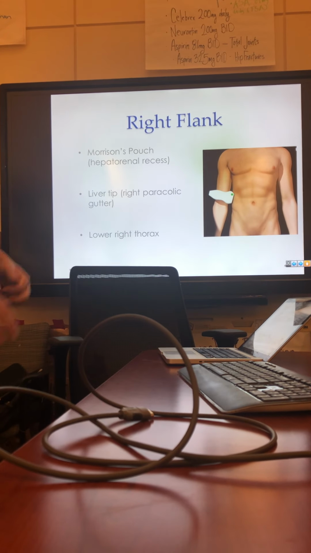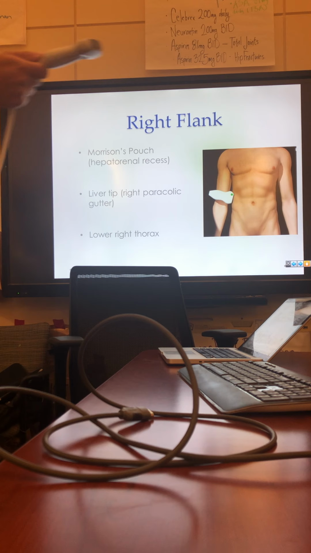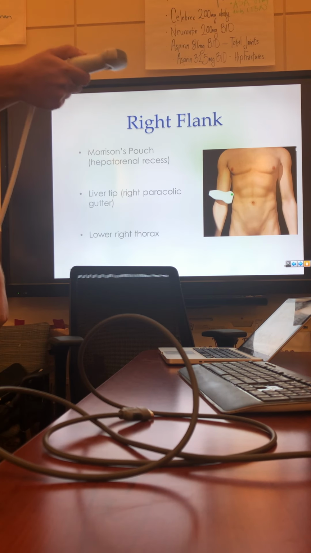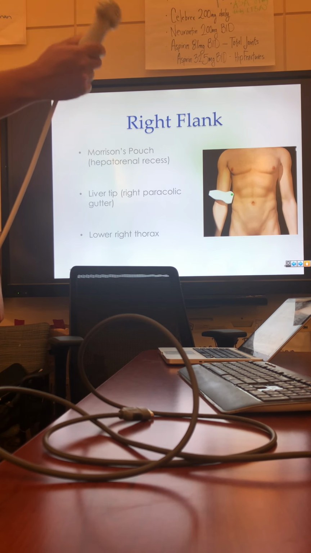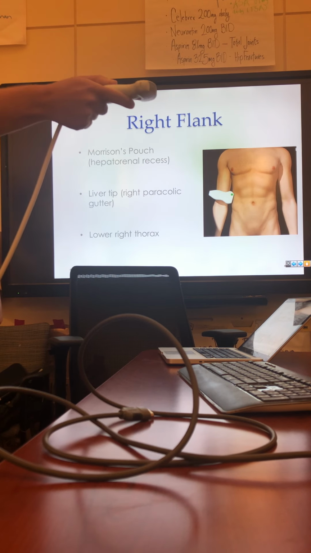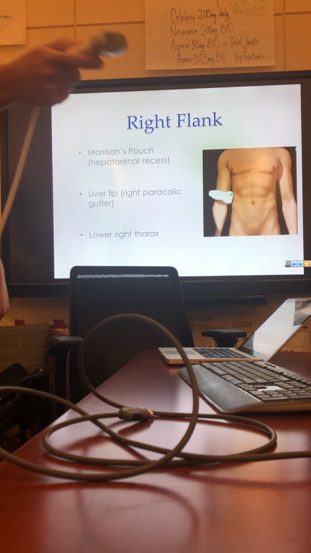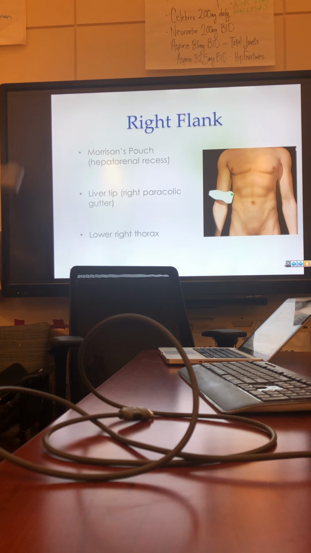All right, so your right flank, right upper quadrant view. There's really three things that we're looking for. So this is not a static look. You don't just put the probe down and hold it there. You scan up, you scan down, you scan superior, you scan inferior. You kind of make a cross with it because you're not going to get everything you need to see in one view. So you need to see Morrison's, all right? But you also want to trace the tip of the liver down, so inferior.